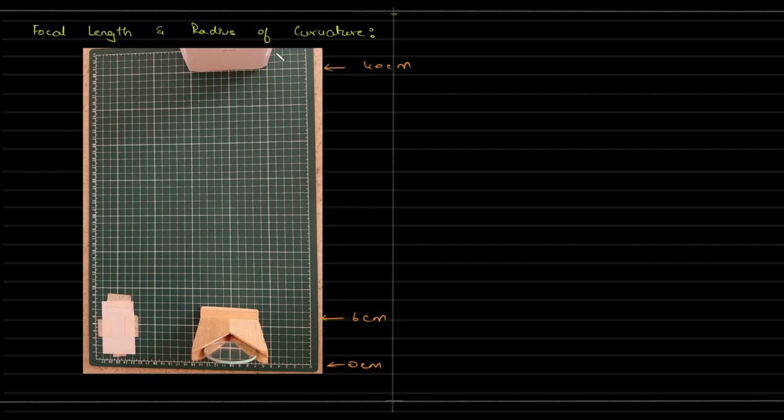So since I got a sharp image, I can definitely tell that yes, this distance from 40 to 6 is my what? Radius. Because this is center of curvature and this is pole, right? This entire length has to be radius. And this turns out to be 34 centimeter. So if the radius of curvature is 34 centimeter, the focal length, which is half of the radius, will be 17 centimeter. So this particular experiment will help us find the radius of curvature and focal length.